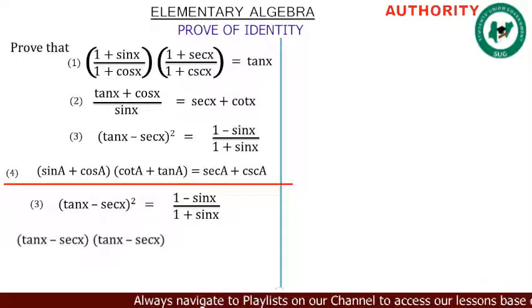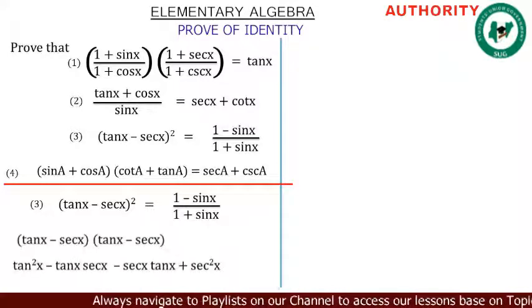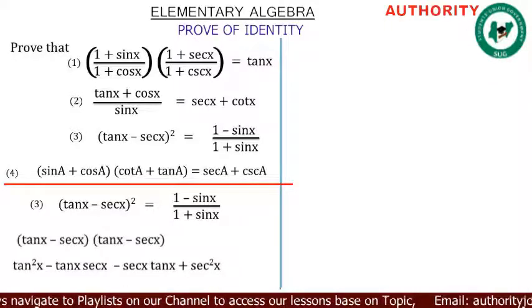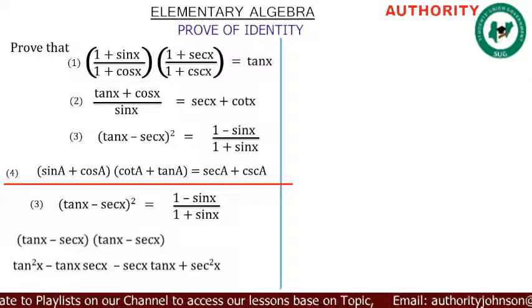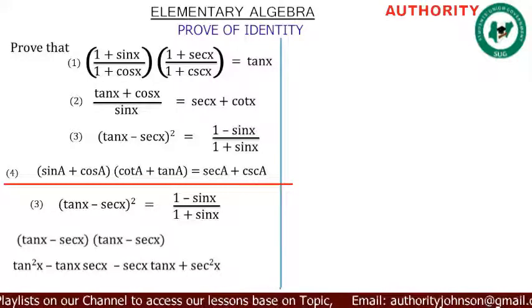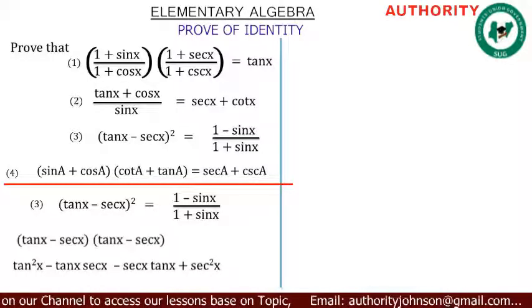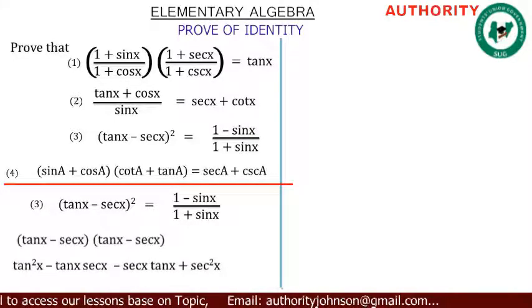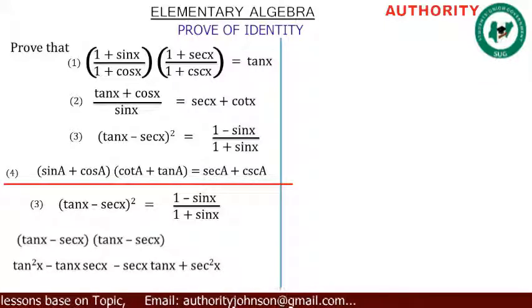So we're going to have tan x times tan x, which gives us tan squared x. Then tan x times minus sec x in the other bracket gives us minus tan x sec x. Then minus sec x in the first bracket times tan x in the second bracket gives us minus sec x tan x. Then minus sec x times minus sec x in the other bracket gives us sec squared x.